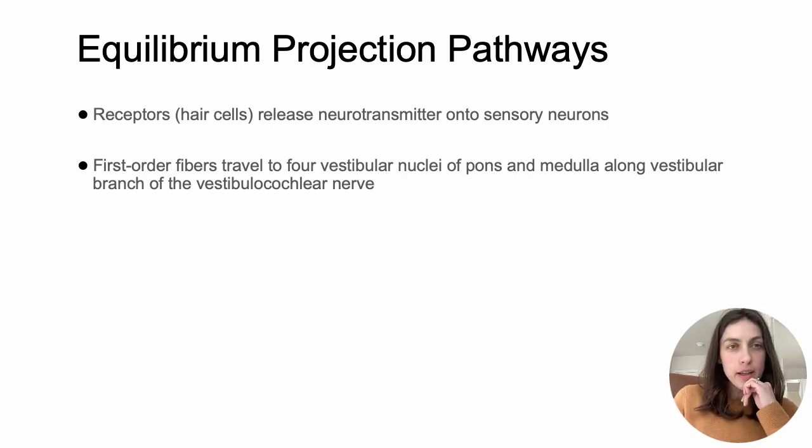Those hair cells will secrete a neurotransmitter onto the neurons that are near them. Those neurons will depolarize and potentially send an action potential to the brain via first order fibers. So they will then travel through the vestibular branch of the vestibulocochlear nerve, cranial nerve number 8, to vestibular nuclei of the pons and medulla.